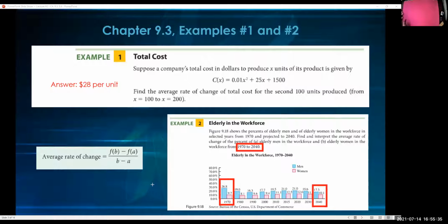For the men, I have 1970 and 26.8 at the beginning point, and then at the end point, I have 2040 and 17.3.